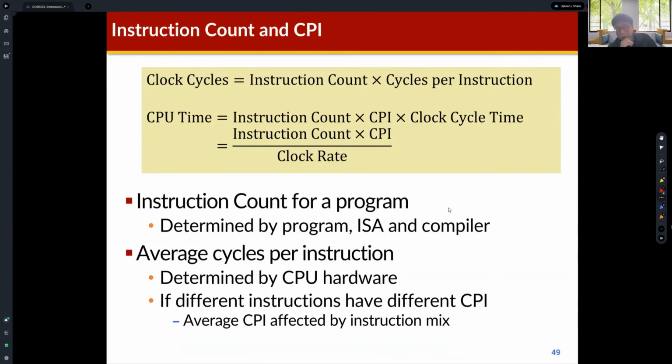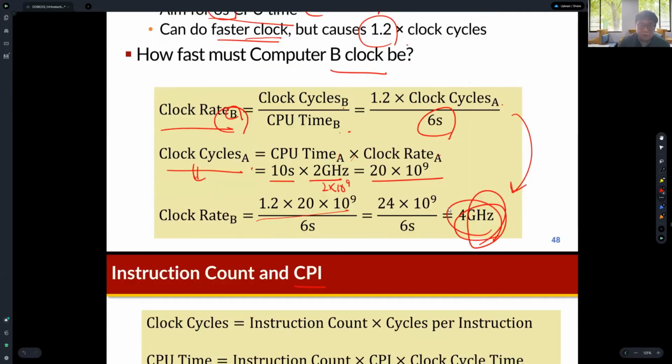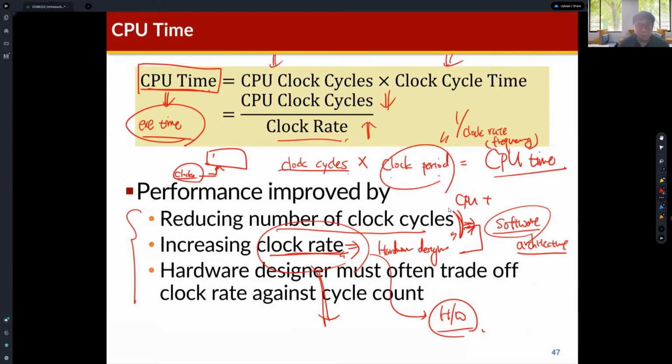So now, I will also explain the performance by instruction count and CPI. So in the previous slide, what is the CPU time? CPU time is the number of CPU clock cycles multiplied by clock cycle time. And then I explained that usually this factor is determined by hardware effort, like hardware design or microarchitecture. Then how can we define this part?